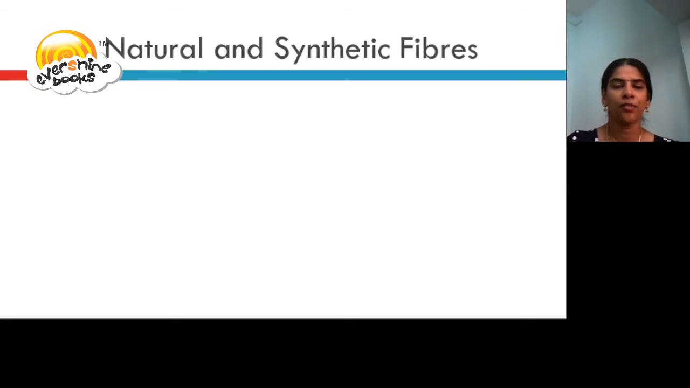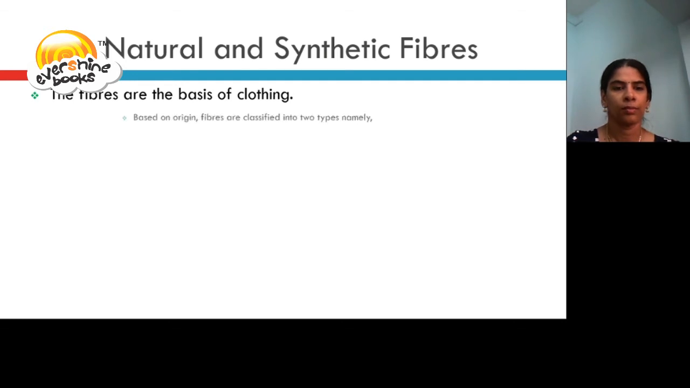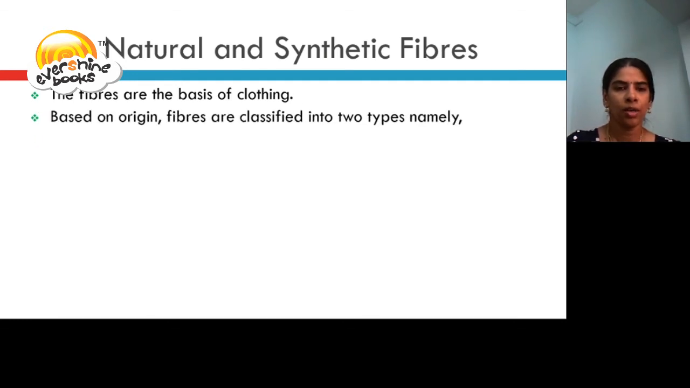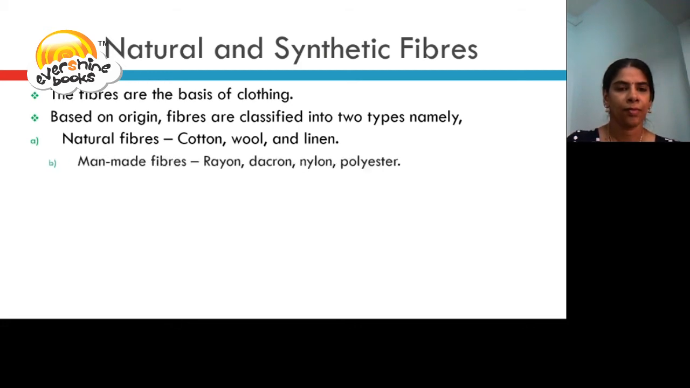Natural and synthetic fibers. The fibers are the basis of clothing. Based on origin, fibers are classified into two types, namely natural fibers, which include cotton, wool, and linen, and man-made fibers or synthetic fibers, which include rayon, dacron, nylon, and polyester.